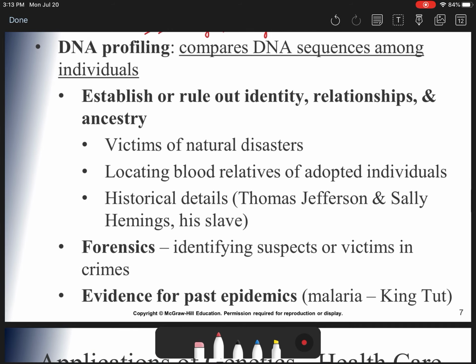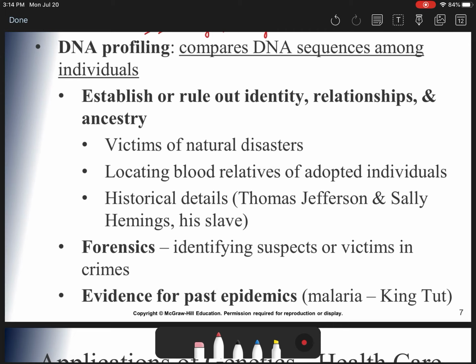forensics. You've probably watched lots of different crime shows where they do forensic identification of suspects or victims. And oftentimes, if there's blood or other kind of evidence, if it's a rape, maybe semen or something like that, anything that they can get some usable DNA from to test, they can then use that to identify possible suspects or individuals who may have committed the crime. Evidence for past epidemics.